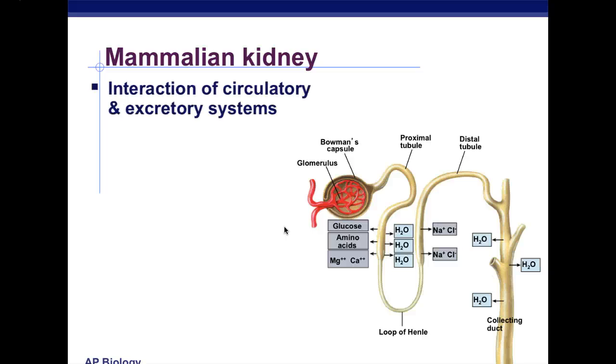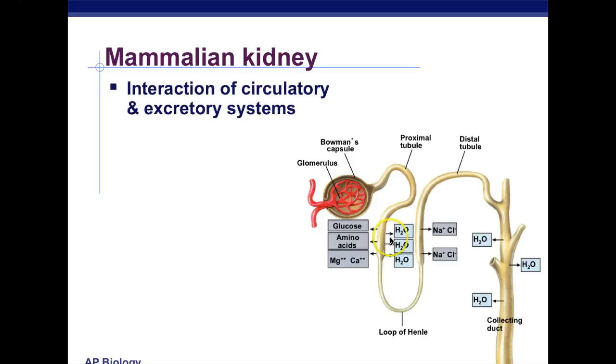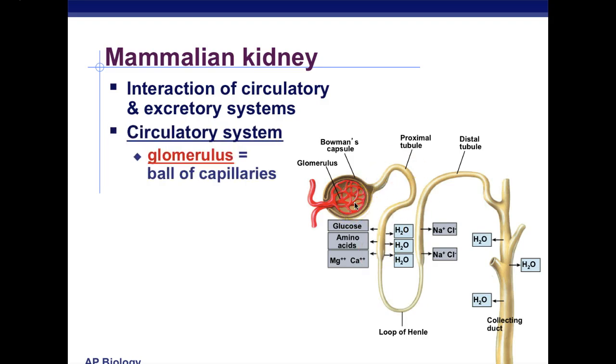So the mammalian kidney actually is the point of interaction between our circulatory system and our excretory system. So the circulatory system is made up of something called a glomerulus. So this little tangled ball of little red tubes is called the glomerulus. And the glomerulus is made up of really tiny vascular tissue called capillaries. And here what's going to happen is the blood from the body is going to enter into the glomerulus, and all the materials are going to be filtered out of the blood and into what's called the Bowman's capsule, which is the start of the excretory system.